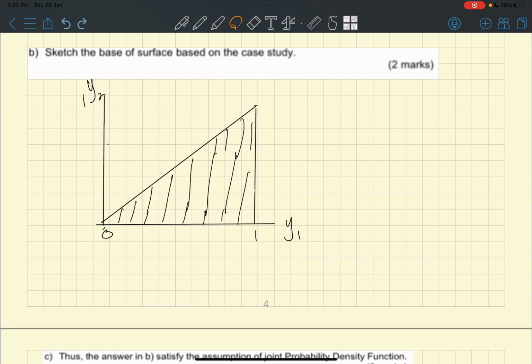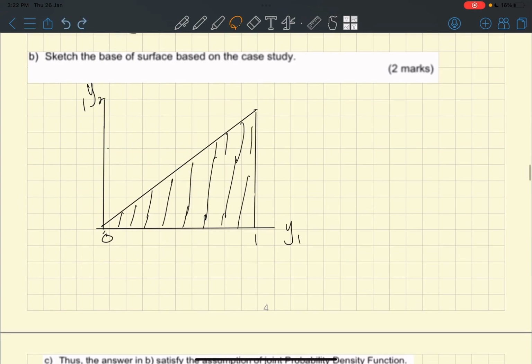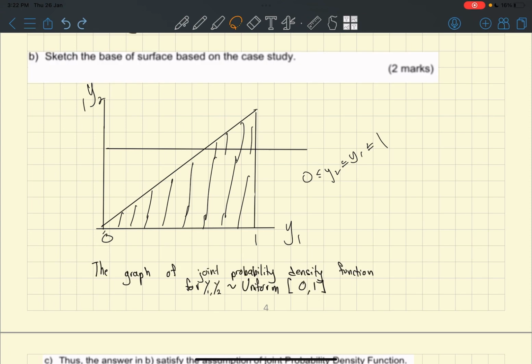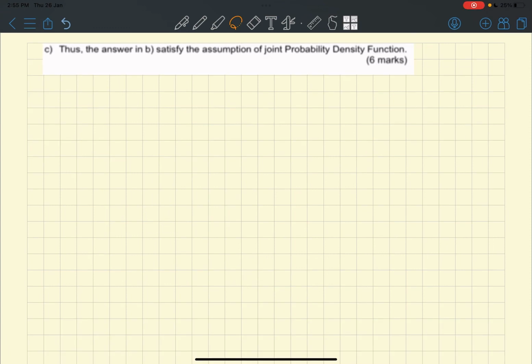So when we calculate the function in the question above, we will get the x-axis as Y1 and the y-axis as Y2. So we will sketch all of this below, and then we will label this line 0 to Y2 to Y1 and to 1. Hence the graph of the joint probability density function for Y1 and Y2 is uniform from 0 to 1. The answer in B should satisfy the assumption of a joint probability density function.